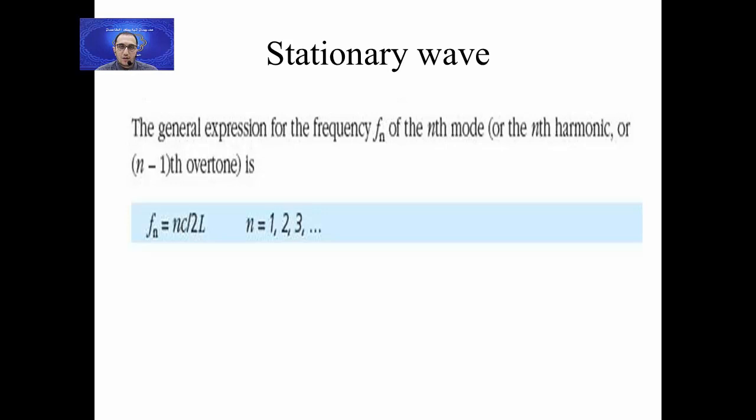Or sometimes we can say the nth harmonic. Or n minus 1 for overtone. Because if he said third harmonic, so it's okay, third harmonic, it's very easy. But if he said second overtone, it's very difficult. 3 minus 1 equals 2 overtone. So if I ask you, third harmonic represents what? Second overtone.